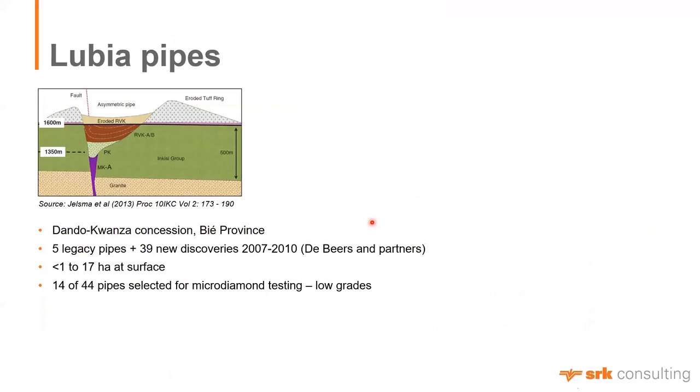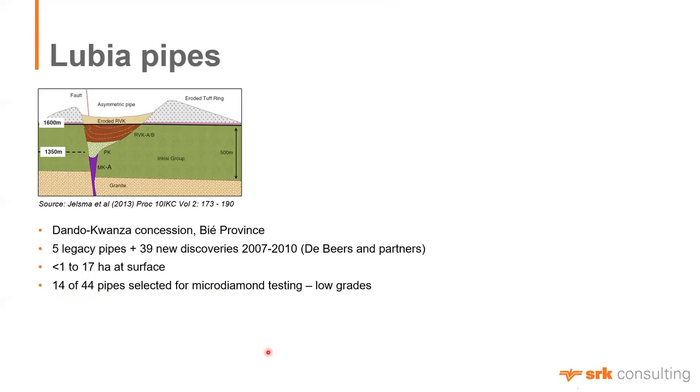Down south in central Angola, De Beers in their previous exploration drive did an excellent job on the Dando Kwanza concession in the B province. They discovered 39 new kimberlites and reconfirmed 5 legacy pipes during this period. They're smaller pipes, less than 1 to 17 hectares at surface, and 14 of the 44 that were tested for microdiamonds had low grades.